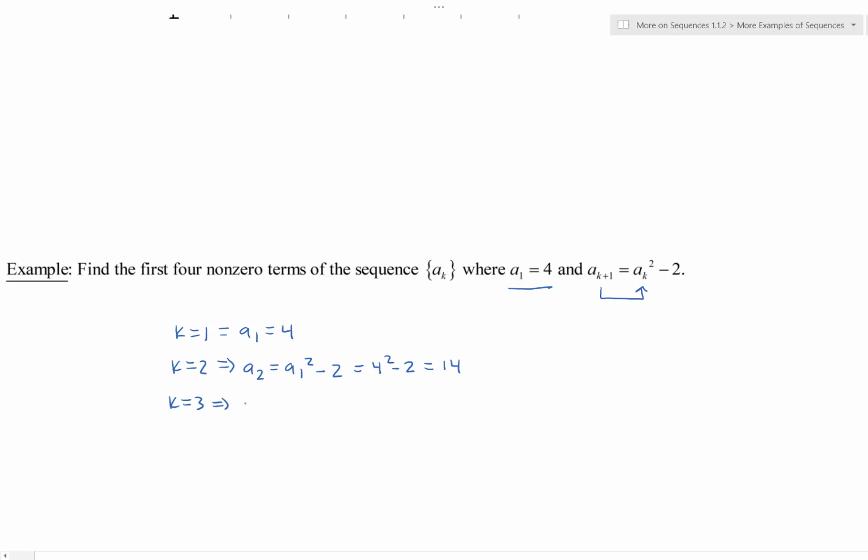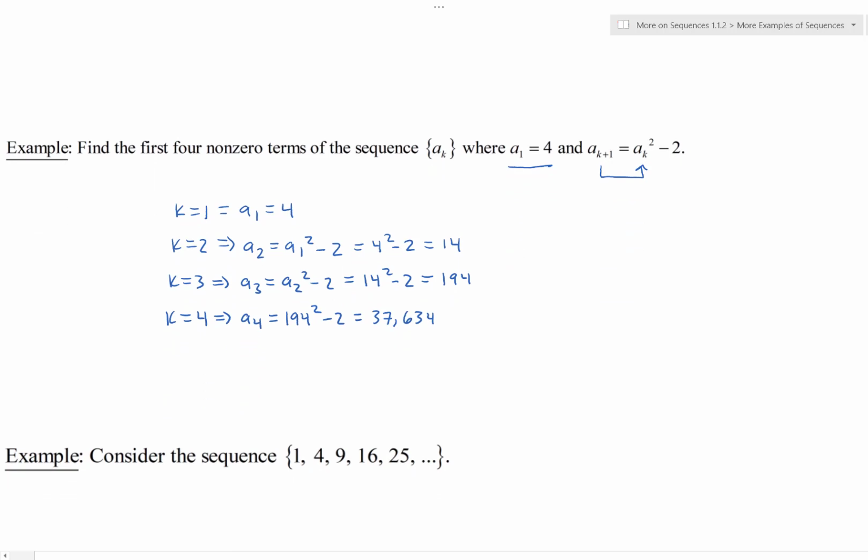When k is 3, we get that a3 is the same as a2 squared minus 2, which is, we just found that a2 was 14, square it, minus 2, and 14 squared minus 2, you can punch it in the calculator if you need to, ends up that's 194. And then finally, when k is 4, we get that a4 is the previous term, a3, 194 squared minus 2. Definitely going to probably need a calculator on this one. That ends up being 37,634. So there's an example of how to find some terms using a recursive relation, a sequence defined recursively.